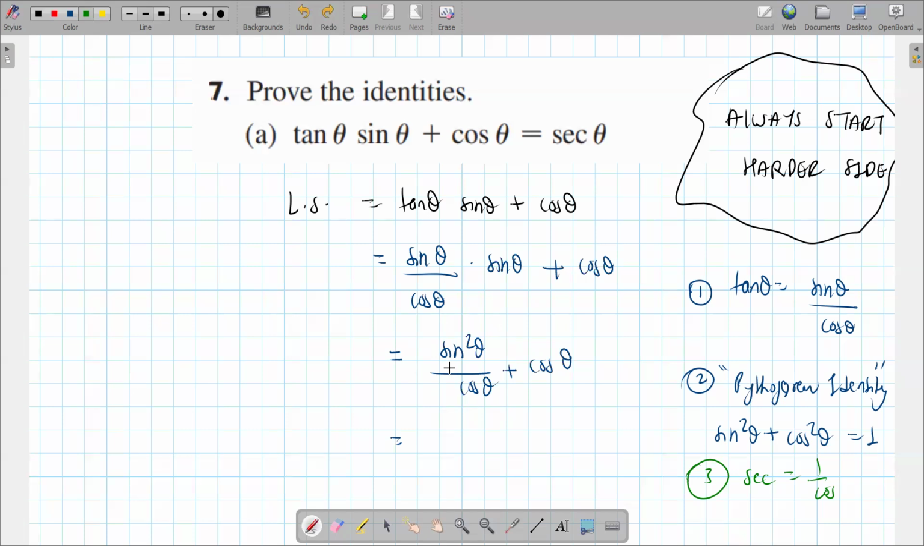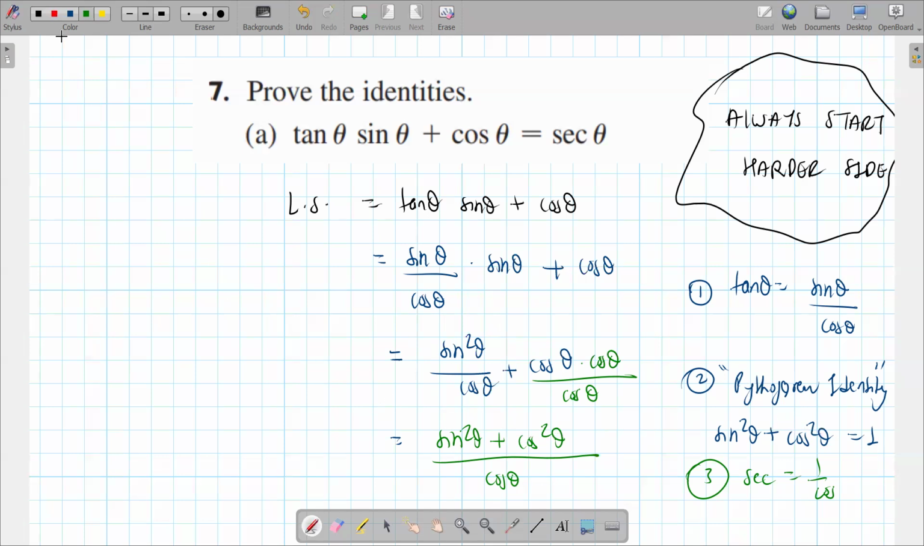Common denominator. So you have to multiply this by cosine on the top, and then you have to multiply it by cosine on the bottom. So you get sine squared theta plus cosine squared theta divided by cos theta. What's sine squared plus cosine squared? It's the Pythagorean identity, number 2 there.